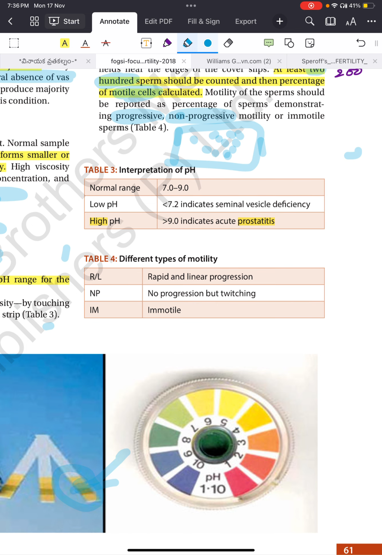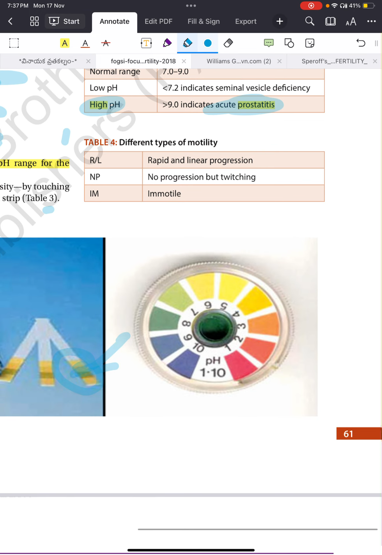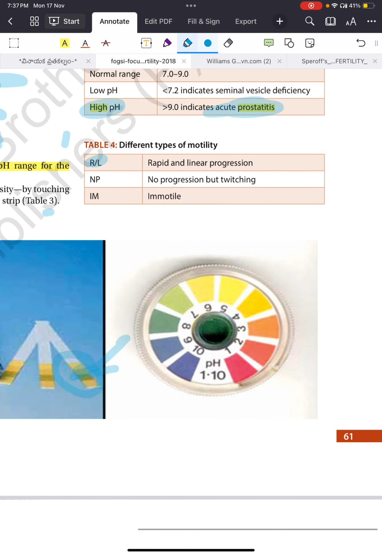So the pH range: normal range is 7 to 9, low is less than 7.2, and high is more than 9, which indicates acute prostatitis. So remember that high pH means prostatitis. High means old age, and old age also will have prostatic hypertrophy. In that way, high pH means acute prostatitis. Motility terms: RL is rapid and linear progression, NP is non-progression, IM is immotile.